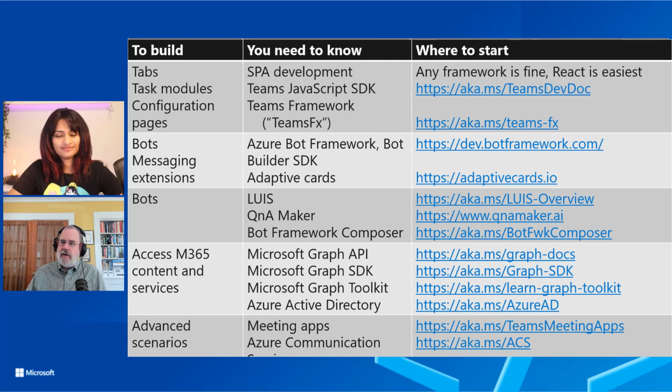Yes, absolutely. And then the Graph API is the best way to access the rest of Microsoft 365 content and services. And then we have a couple of advanced scenario links here at the end. One is meeting apps, as mentioned earlier, and another one is Azure Communication Services, which allows you to build chat and video and audio interfaces between Teams and another application. So maybe you want to have a public-facing app that people can use outside of Teams, and then they can chat into Teams. That would use Azure Communication Services. Yep. So just a bunch of links, but maybe to get you pointed in the right direction.